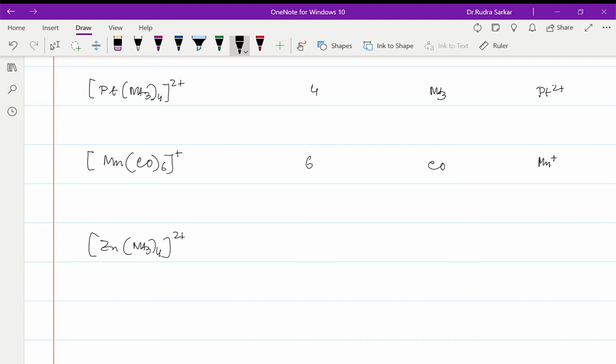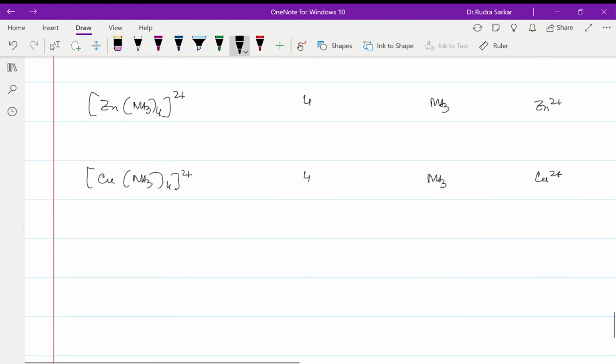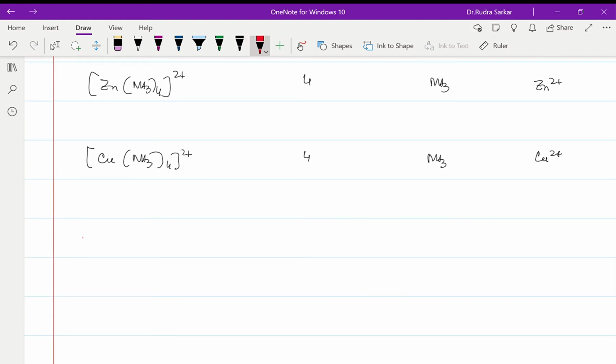Please tell me again what is going to be here. Here it will be 4 NH3, Zn 2 plus, and this one will be 4 NH3, Cu 2 plus. This is Zn2 plus. Okay, right? All right.